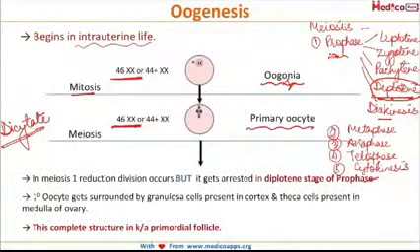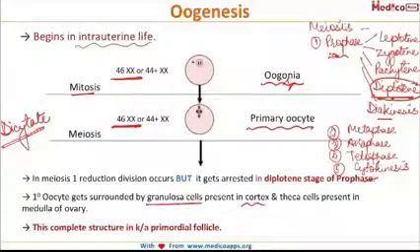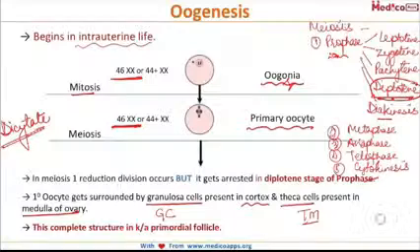Now this primary oocyte gets surrounded by granulosa cells present in the cortex and theca cells present in the medulla of the ovary. And this entire structure is called primordial follicle. So if this is a primary oocyte, it gets surrounded by the follicular cells, that is the granulosa cells and the theca cells, and this entire structure is called a primordial follicle.